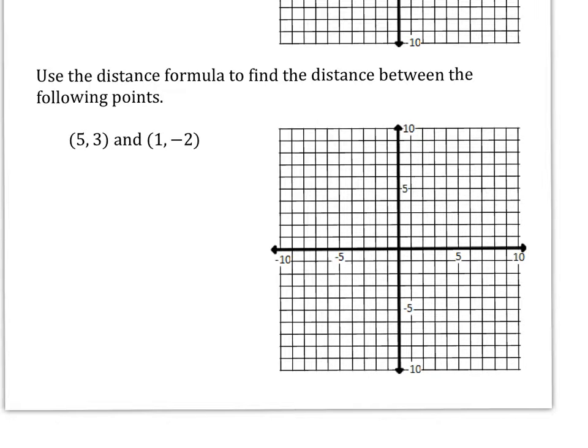So (5, 3) will be right about there. I'll put one dot, there we go. And then (1, negative 2) will be right about there. And again, we plot on the x-axis first, y-axis second. So side by side and then up and down. So if I connect these points here, the distance I want to figure out is between the red and the blue.